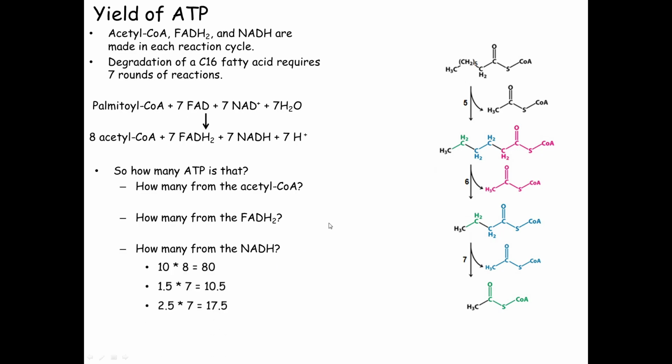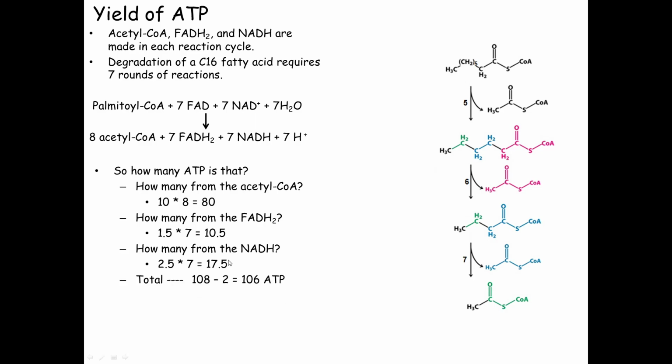So if you take all those numbers together, I have 8 acetyl-CoAs worth 10 each, that's 80. I have 7 FADH2s worth 1.5 each, that's 10.5. This is very easy math, right? 7 NADHs worth 2.5 each, multiply, you get 17.5. If I add these 3 up, I'll get 108. Then I subtract 2, then I get 106 total. Why did I subtract 2?